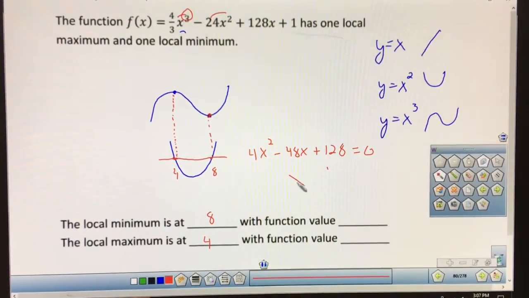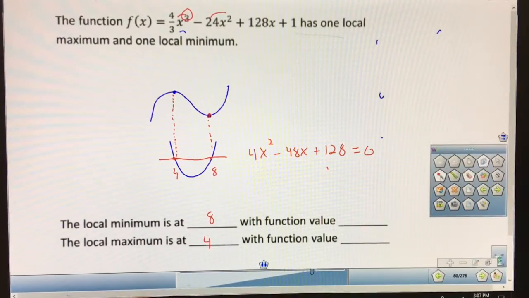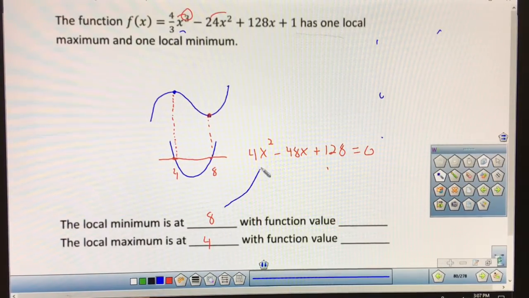Now I'm trying to find the y value. They want the value of the function at that point. So what that means is for the 8, I'm going to take that 8, and I'm not going to plug it in here. I have to plug it in way up there into that problem.